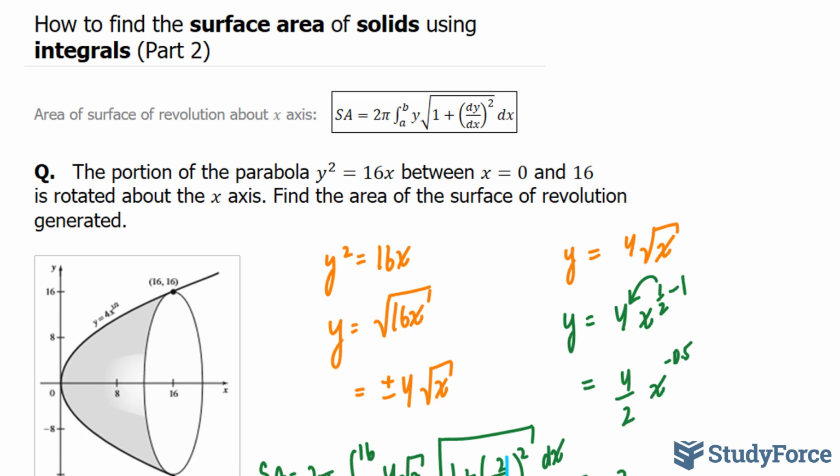There you have it. That is how to find the surface area of solids using integrals. Make sure to watch part 3 where we tackle one more example.